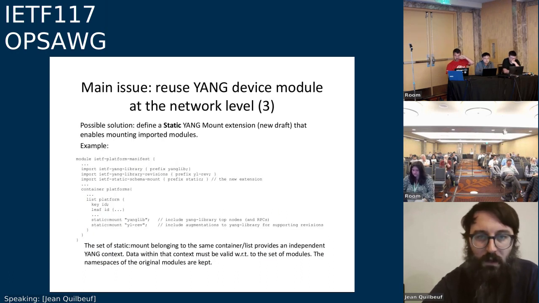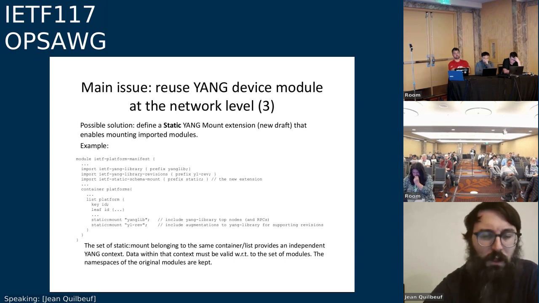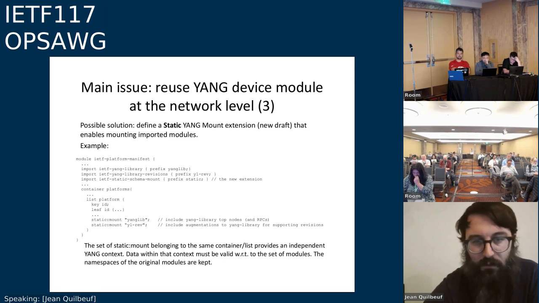Next slide, please. So the, let's say, very quick draft idea that we propose is to define a new extension that we would call the static mount. And this extension will take the prefix of modules that are imported. So the modules are known at design time, because you import them when you compile the module. And basically all the static mounts together would create a new independent context in that container. Here it's a list actually. So for each platform, we would have, for instance, the YANG library and the augmentation, which means that we would have directly the schema of the YANG library available for each platform.